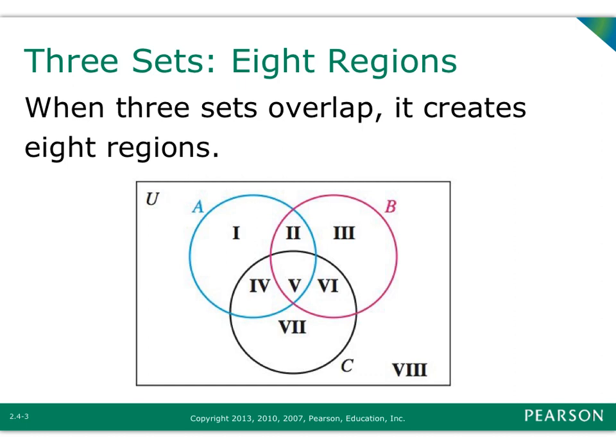So in the Venn diagram shown, we have three sets: set A, set B, and set C. You will notice that all three sets overlap and it creates 8 different regions. These regions have been numbered 1 through 8 in Roman numerals.